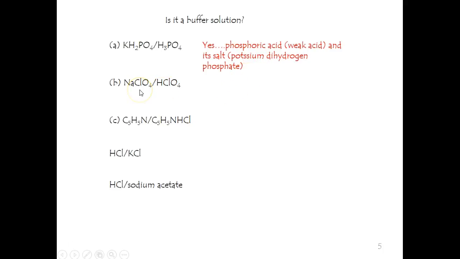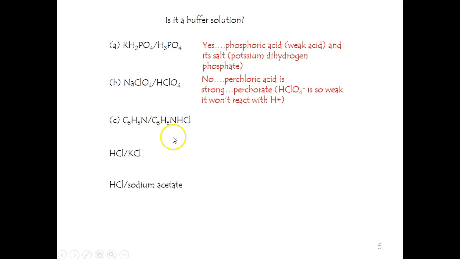Is this a buffer solution? This is perchloric acid with sodium perchlorate. So we have an acid and its conjugate base. But you should have memorized that perchloric acid is a strong acid, which dissociates completely. So end of story. No, perchloric acid is strong. Here we have an unusual system. This is known as pyridine. And this is pyridinium hydrochloride.